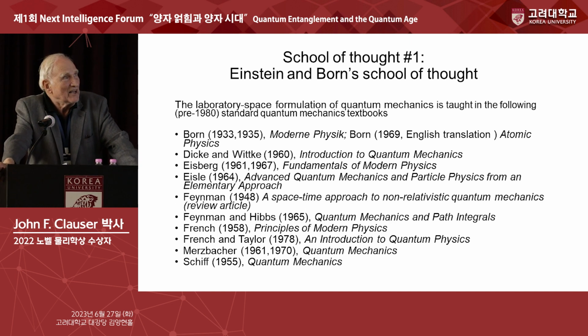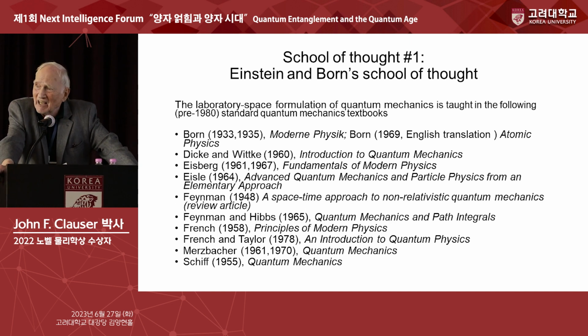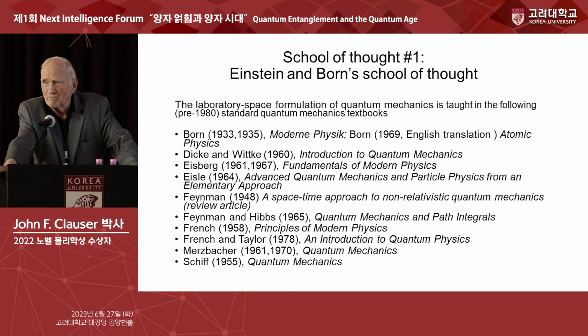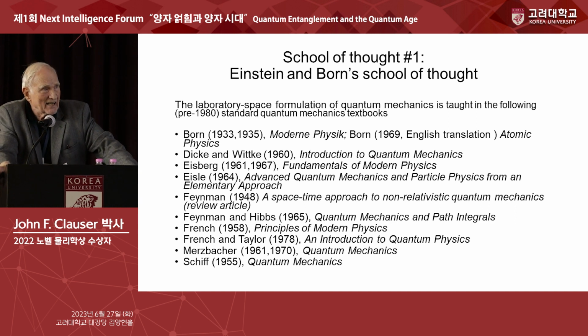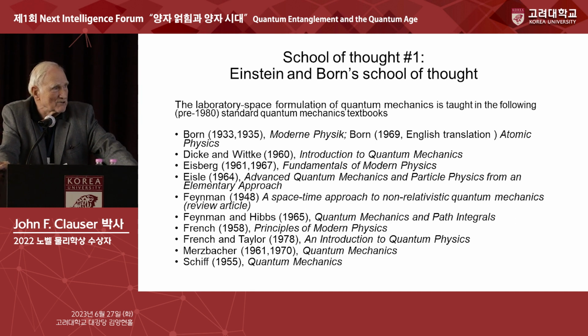School number one basically follows Einstein and Schrodinger's mode of thinking. The first such textbook was by Max Born, the earliest I could trace it to, 1933, second edition in 1935, and then finally an English translation came out in 1969. Very popular was Dicke and Wittke, which I used when I was an undergraduate. Dicke was at Princeton, where it was used. And then others, Heisenberg, Eisley, in between.